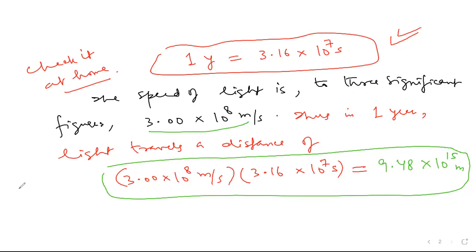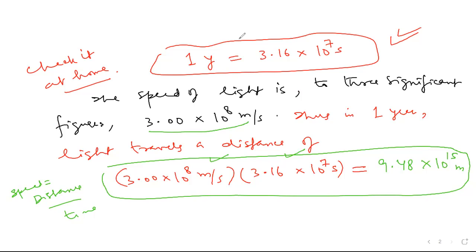So don't get confused. You know, speed is distance over time. So if we have to calculate the distance, we will multiply speed with time. We're supposed to find the distance traveled by light in 1 year. We're multiplying its speed with the time in the appropriate units. So we are getting the distance traveled by light in 1 year in meters.